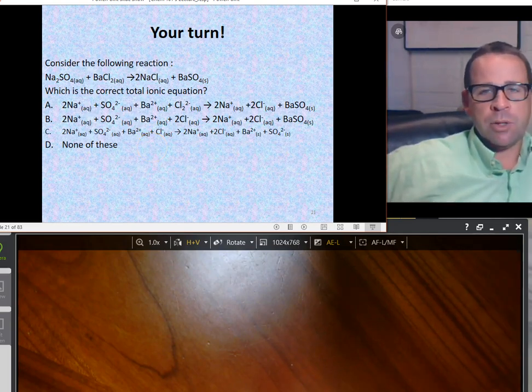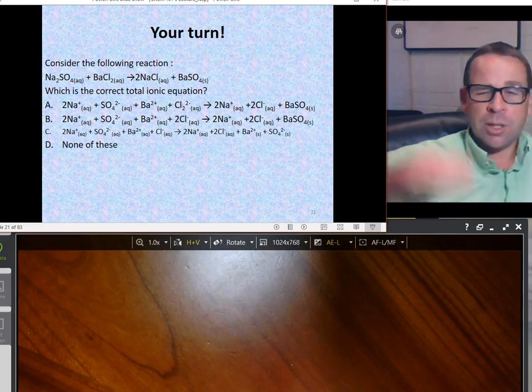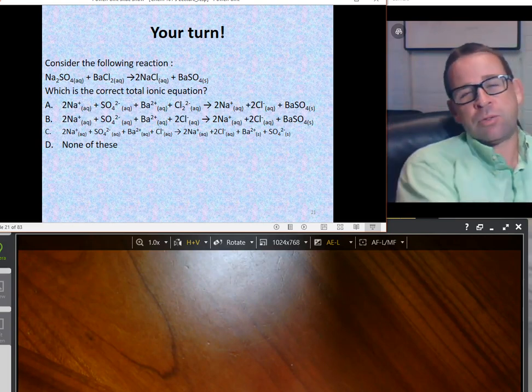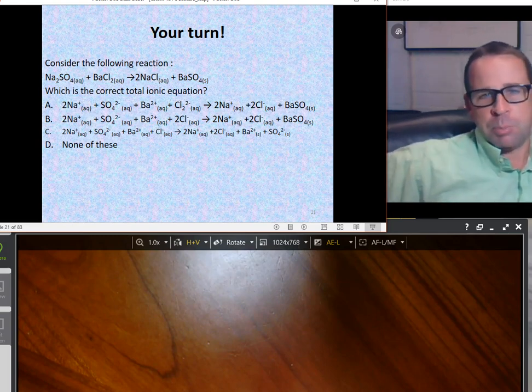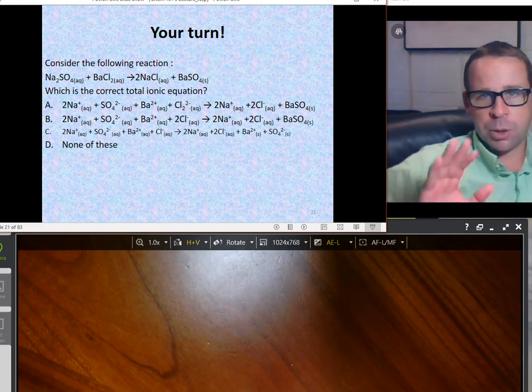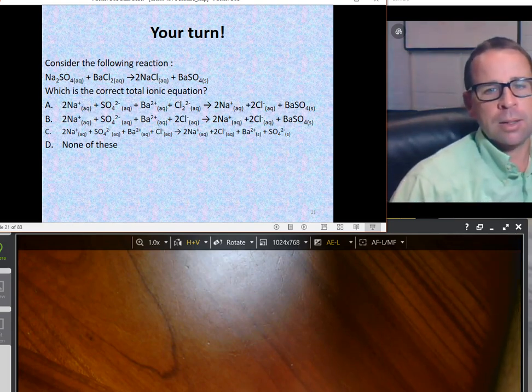Look here, see if you can figure out which one has the correct ionic equation. We're not looking for the net ionic equation here. Look at the differences between A, B, and C and try to find out why each one of them is wrong. Okay? Push pause. Take a minute to do this. All right, hope you push pause and took a minute to do that. Now, I'm going to show you the answer.